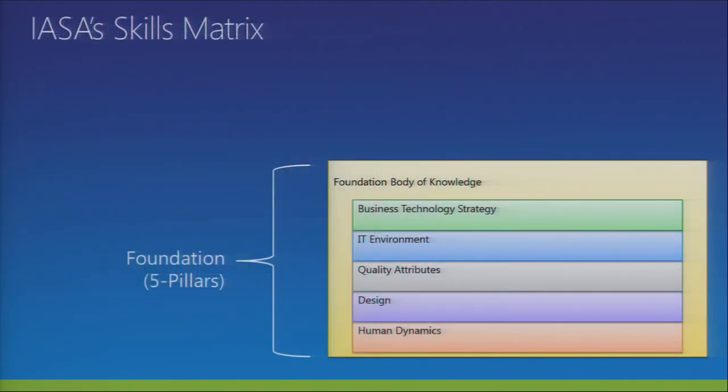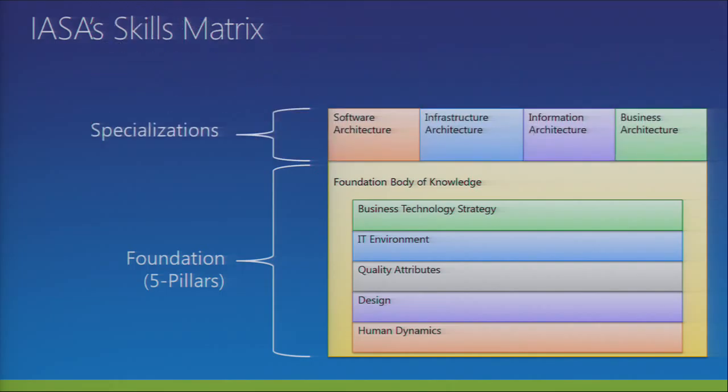So I'm going to build the ISA skills matrix, and at the very end I'm going to give you a link where to download this so that you can rate yourself. But it begins with the foundational body of knowledge, and these are the 5 pillars. They're called the foundation. This is what is required of every architect, whether you're an information architect, a software architect, infrastructure architect, or enterprise architect. It's required of any architect, even a business architect.